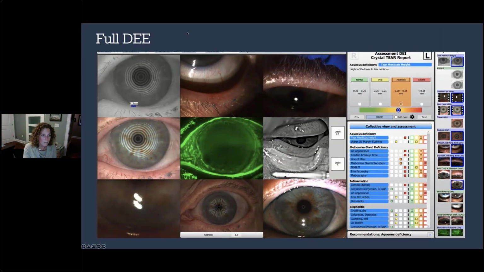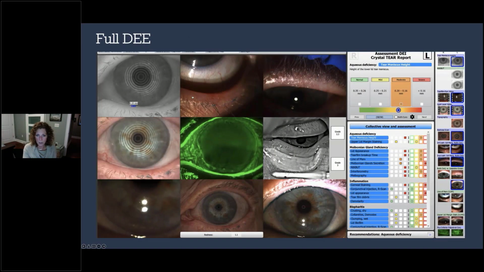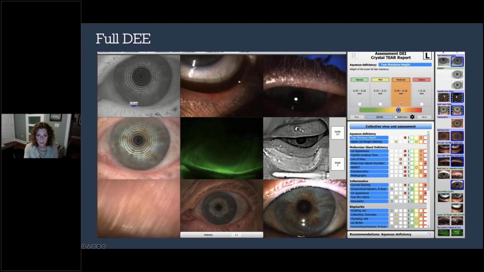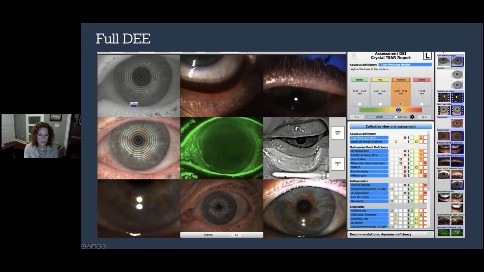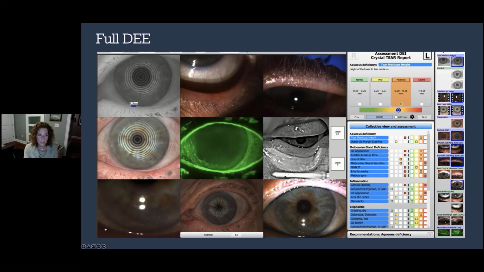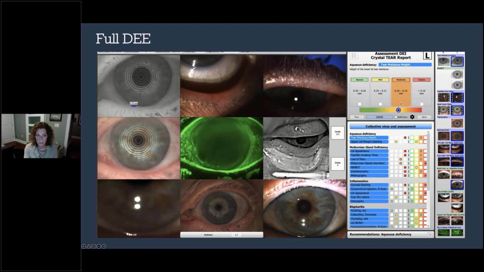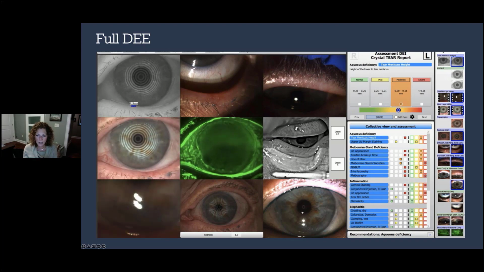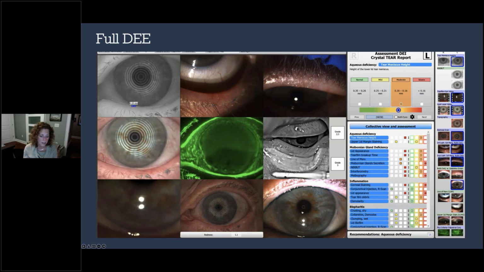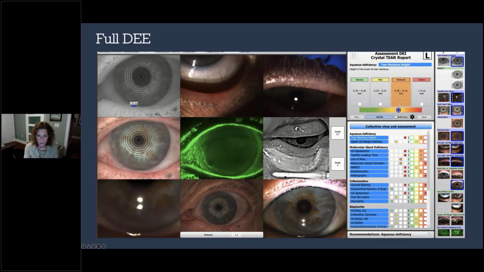So here is my full dry eye eval. It's everything we just talked about in interpretation: the tear meniscus height, the lower lid image, the upper lid image, interferometry, fluorescein video, meibography, tear film dynamics, redness, and lissamine green. This is a full dry eye eval. It takes us about 12 minutes to get all of that done, and that's including both sets of dyes.